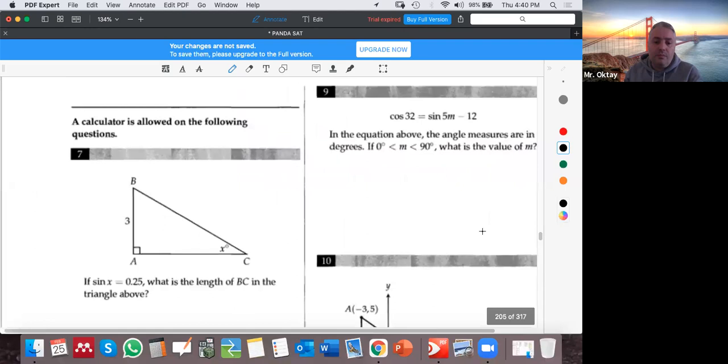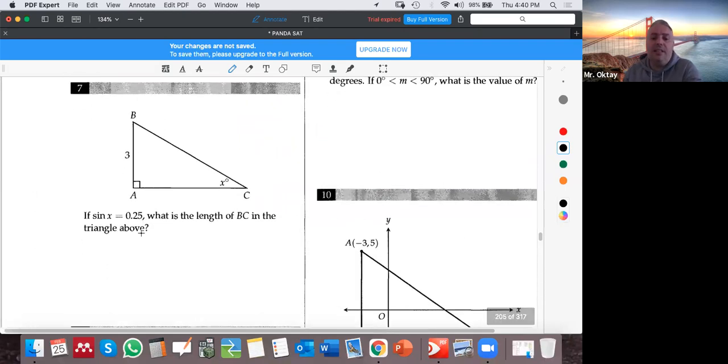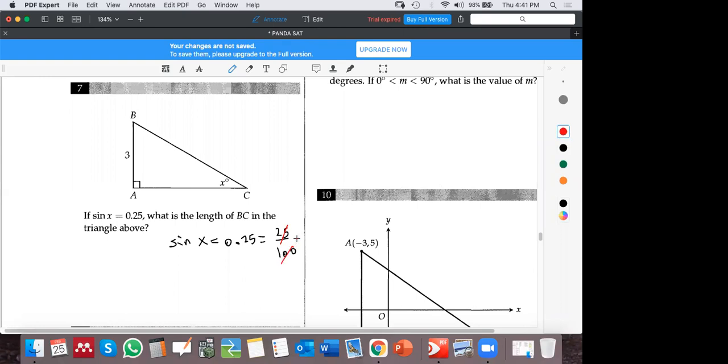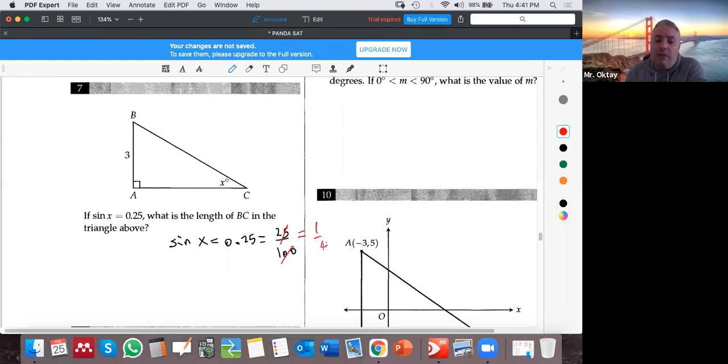Now, in this question, it says that sine of x is 0.25. So sine of x, 0.25, means it is 25 over 100. It means, right? Yes or no? I think yes, it's clear. And if I simplify this, it will be 1 over 4.